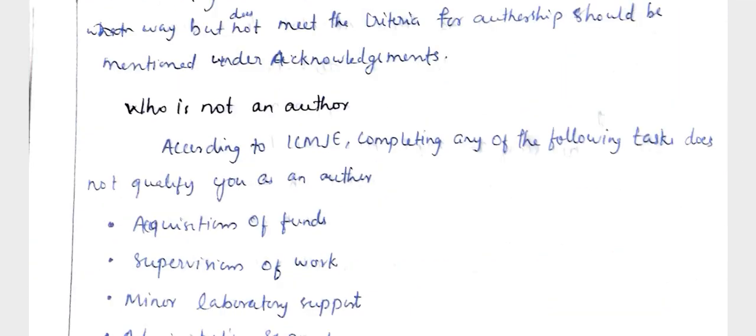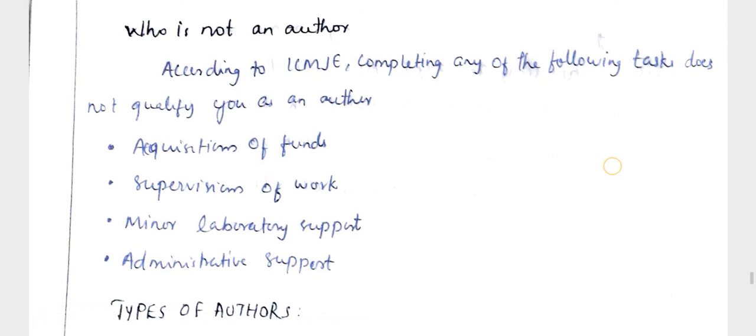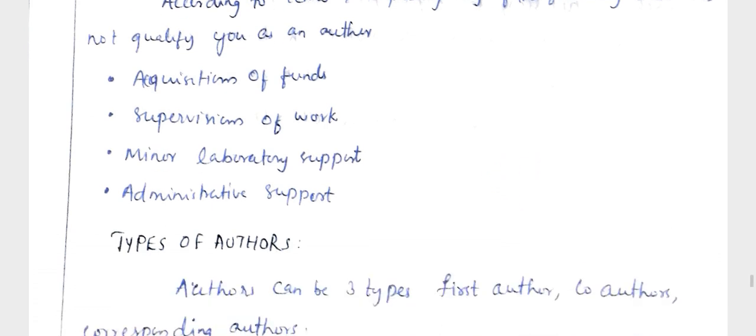Who is not an author? According to scientists, acquisition of funds, supervision of fieldwork, minor laboratory support, and administrative support. People who just provide these are not authors.